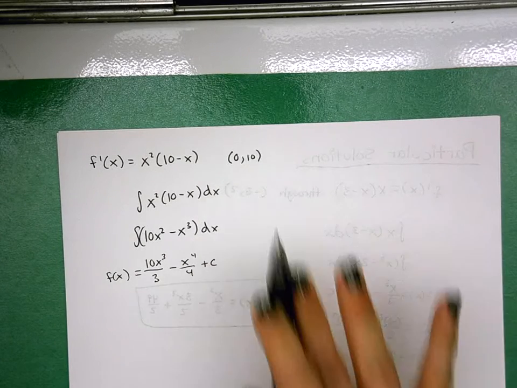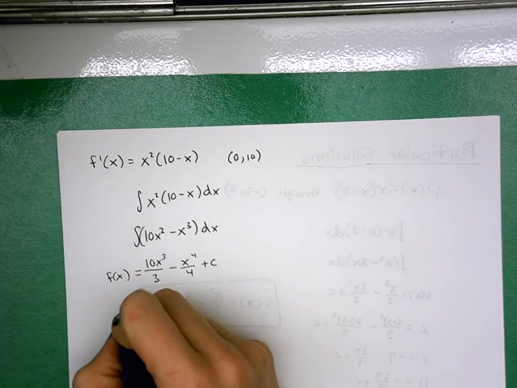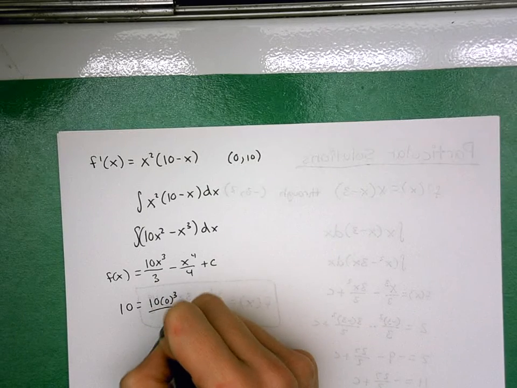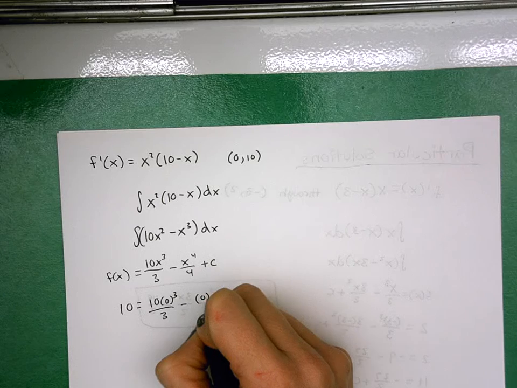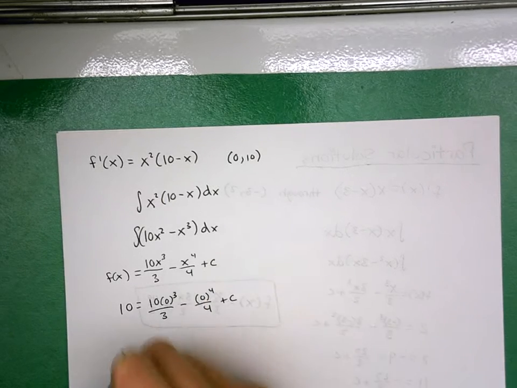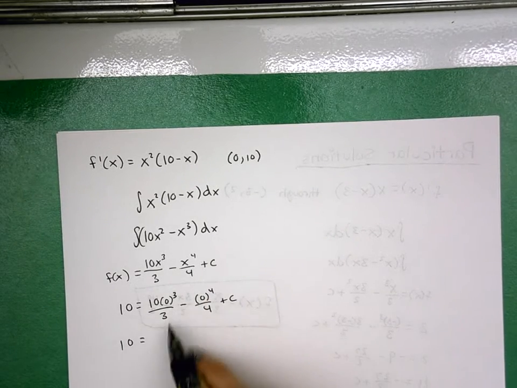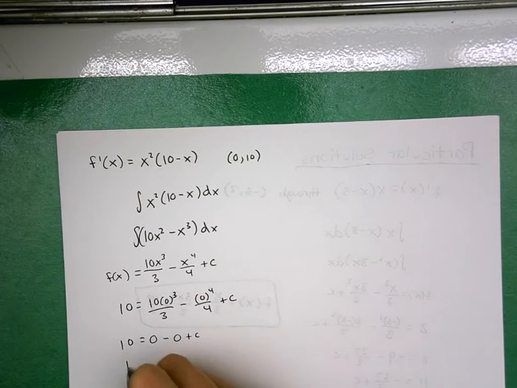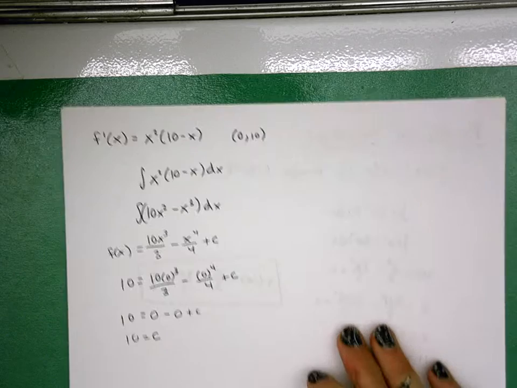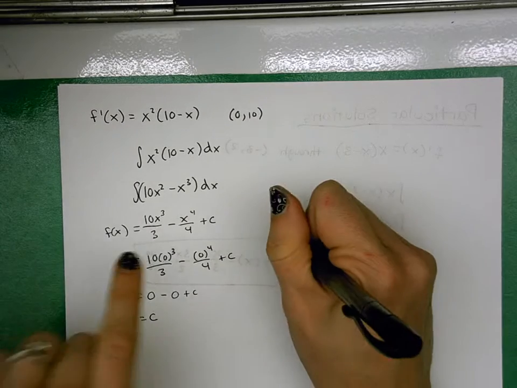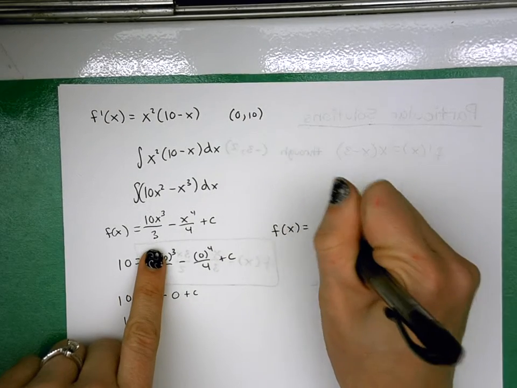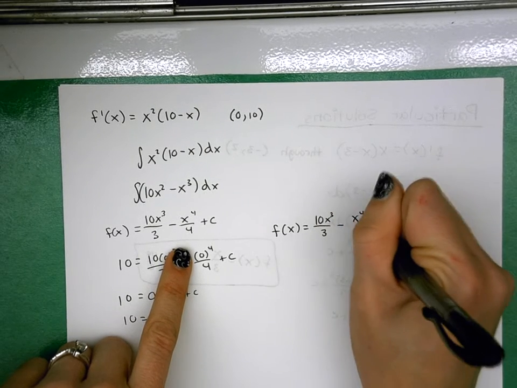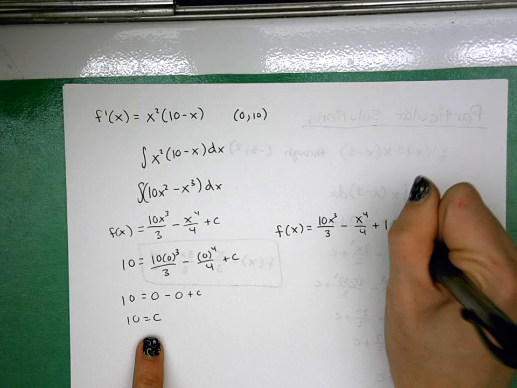Okay, and so then, taking my point, y is 10, x is 0. This will allow me to solve for c. Well, 10 times 0 cubed divided by 3 is 0. 0 to the 4th divided by 4 is 0. And so I get that c equals 10. And so then that's going to go into my function. My function is going to be f of x equals 10x cubed over 3 minus x to the 4th over 4 plus my c, which is 10.